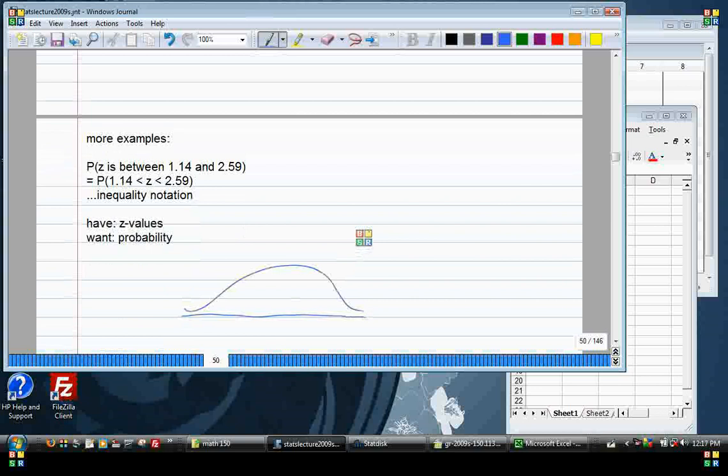So, how do I mark the picture? Okay, what goes in the middle? 0 for z. And what else do I mark? Right here, 1.14. And right here, 2.59. What else should we mark off? And where do we shade the area? This is a between question. So shade between. Okay. So now to find this between area, what do we need to do? Subtract what? Yes. So what is the next thing we need to do?